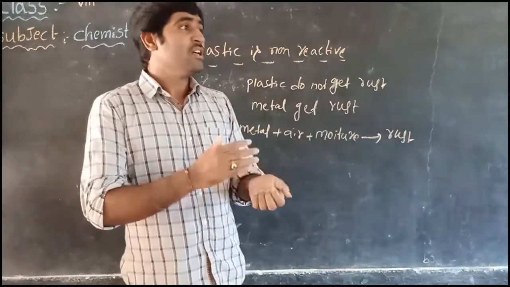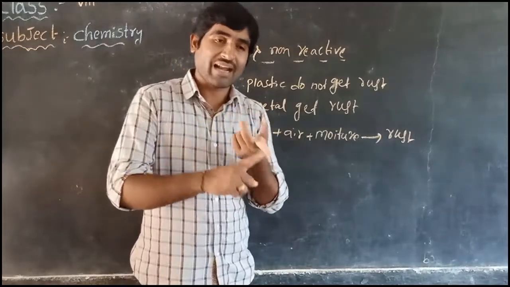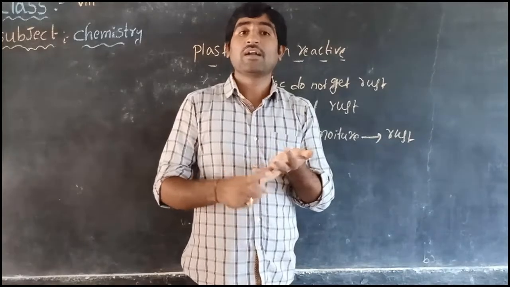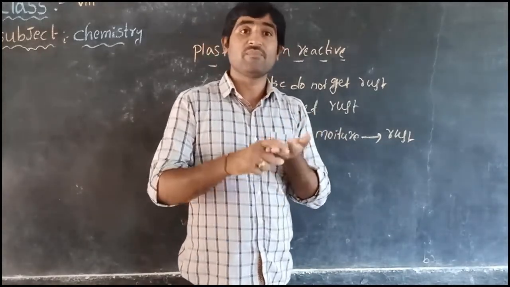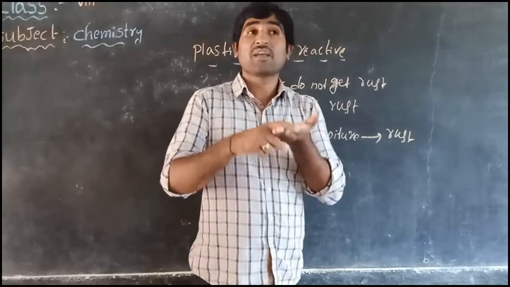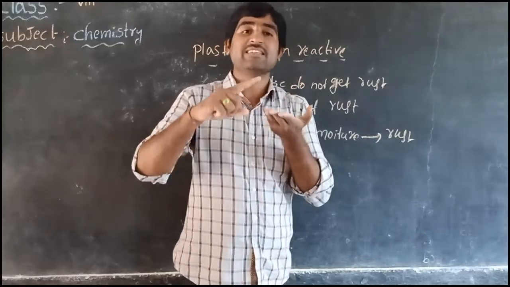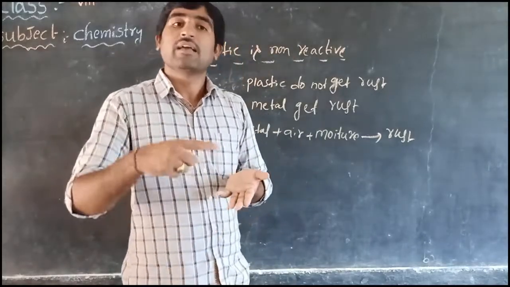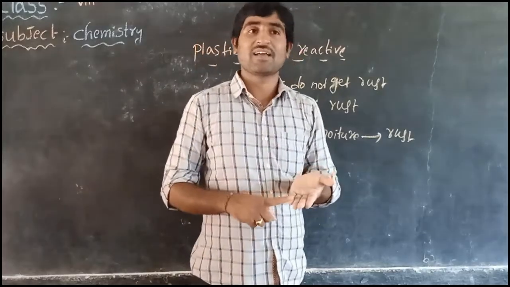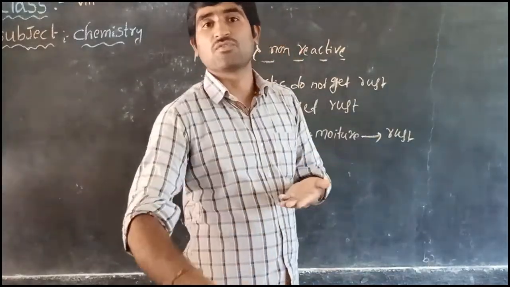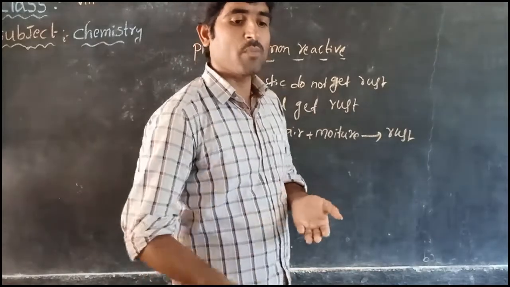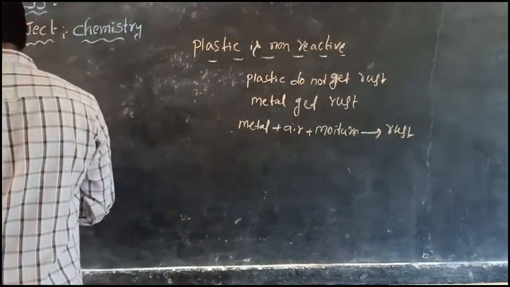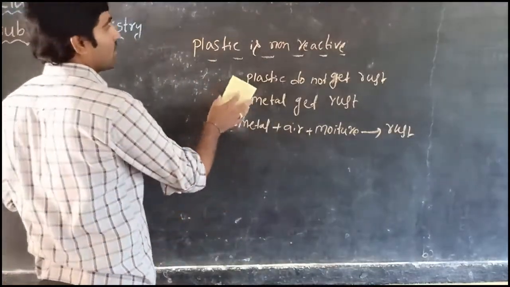Understood, children? Next, these plastics have the properties of being light in weight, strong, durable, easy to handle, and cheaper than metals. Because of these properties, plastic is used for household purposes, and even in industry we are using plastic as one of the best choices to carry foods. Understood, children? Yes. Next property of plastic is that plastics are poor conductors of heat and electricity.